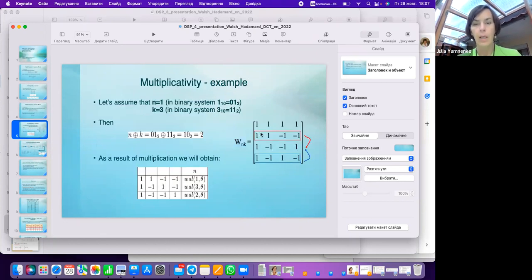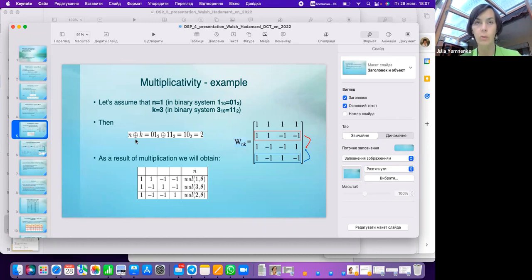For example, the same matrix that we considered, again 4 by 4, and we also take the same rows, marked by rectangular frames of red and blue colors, and we should multiply them. But here it's very important: we have to use the operation of addition by module 2, and you should remember what it means. We considered it last semester in the discipline theory of information.